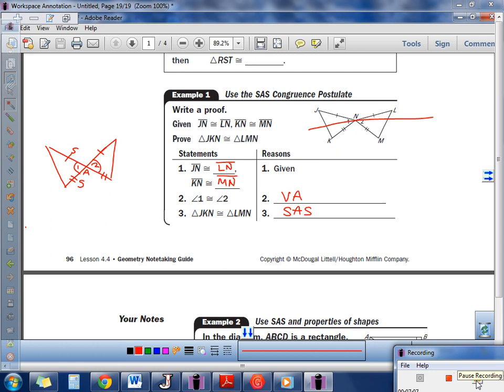So key things on this one. This picture was wrong. You cannot say vertical angles because it's not a perfect X up there. It's not a perfect X on this. That's why it was wrong. It was drawn incorrectly. The key thing is you must make sure you have your marks on your triangles, meaning the side tick marks and the angle marks. You have to have those, and they have to match up with what you said for your statements and reasons.